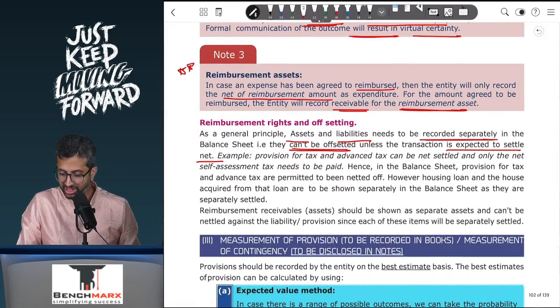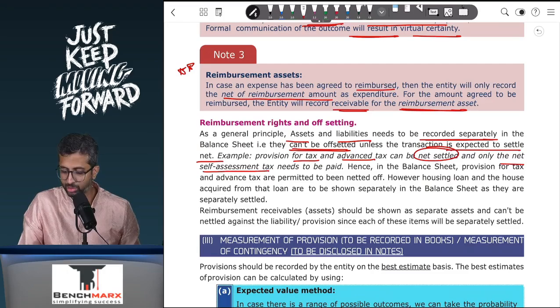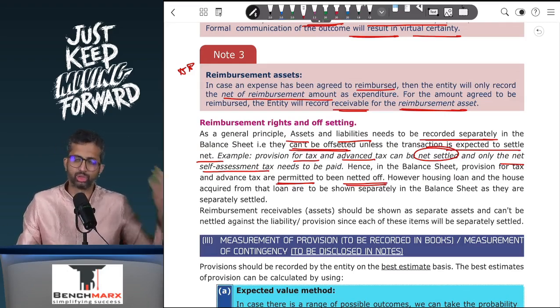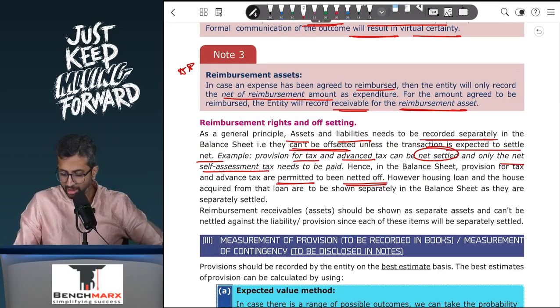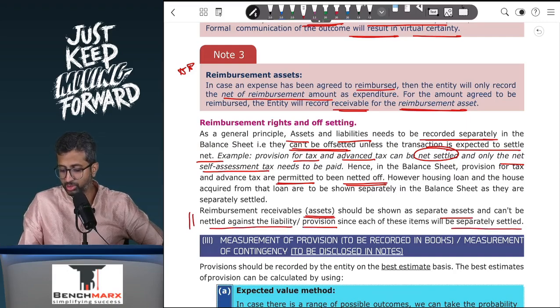For example, provision for tax and advance tax can be net settled, and only the net self-assessment tax needs to be paid. Hence, in the balance sheet, provision for tax and advance tax are permitted to be netted off. However, a housing loan and the house acquired have to be shown separately. You can't just show the house net of the loan amount. The reimbursement receivable, that is an asset, should be shown as a separate asset and cannot be netted off against a liability or a provision, since each of these items will be separately settled.